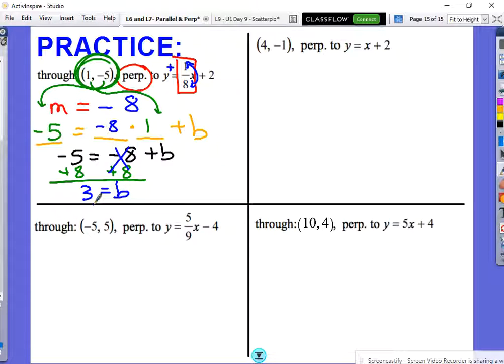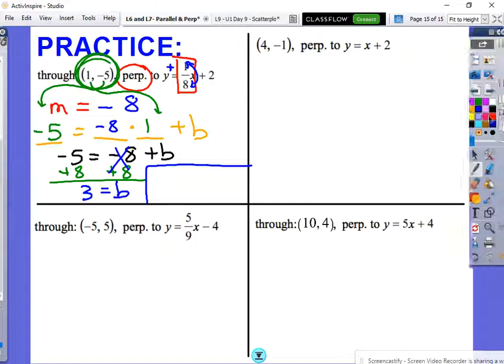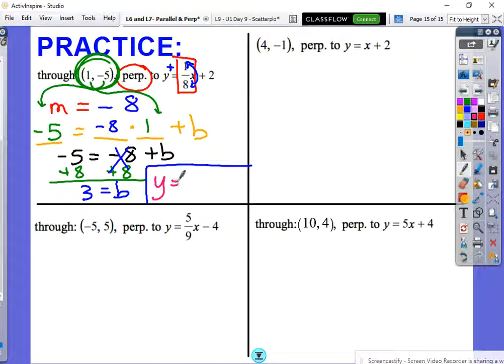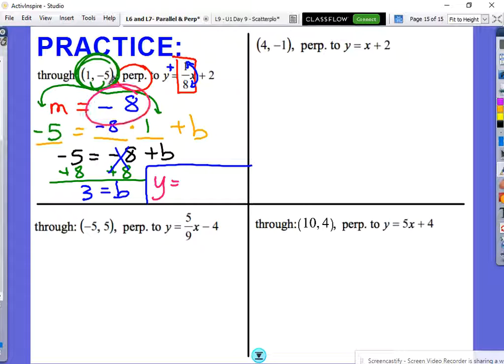So finish us off here. What is our actual equation? Our actual equation is y equals my new slope, this one, negative 8, x plus my b value, positive 3 that I found right here. There you go, guys. That's how this works. We find our new slope. We use blank equals blank times blank plus b to solve for b, and we just rewrite our new equation.